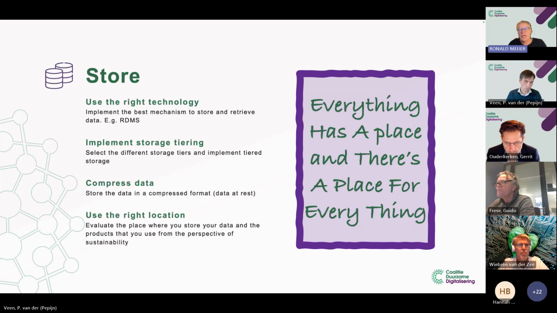And of course, compress the data and use the right location to store your data. Not every location is the same in terms of energy efficiency. For example, if you store your data in Azure, look at different Azure locations. Microsoft is publishing this information, so you can see a data center in Indonesia that is not as efficient as the data center in the US. So think about, okay, where do you store it? Where do you keep that?